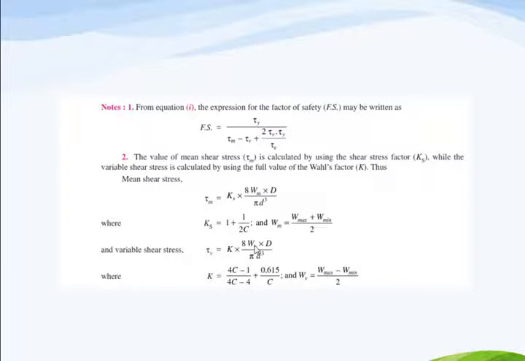Here you need to calculate variable load Wv. For variable load, W max minus W minimum by 2 you need to calculate, and this K is the Wahl's factor, 4C minus 1 by 4C minus 4 plus 0.615 by C. By using these relations you need to find out the FOS, factor of safety for the spring.